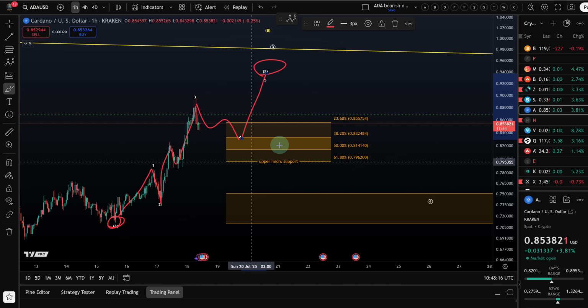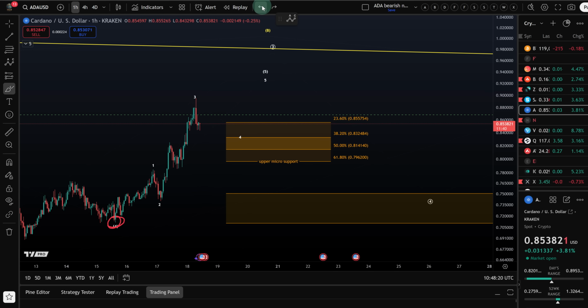The wave 4 support therefore needs to consider that we might be dealing with an Elliott wave ending diagonal pattern. If we're dealing with a diagonal pattern, I have to allow for a deeper pullback. I have to allow for the 61.8 Fibonacci retracement to be tested, and that's at 79.6 cents. Now, let me shift the support zone here a little bit to the left. Oops, don't want to do that.